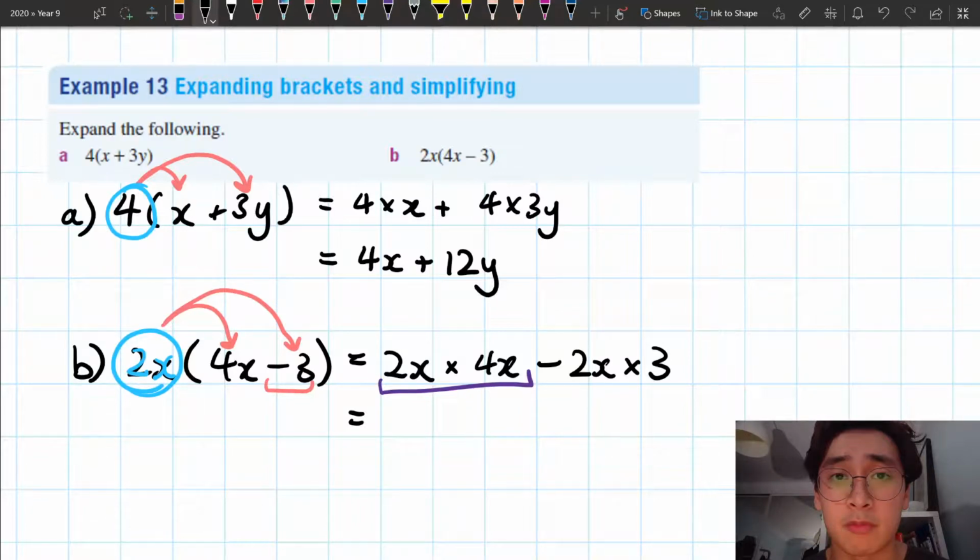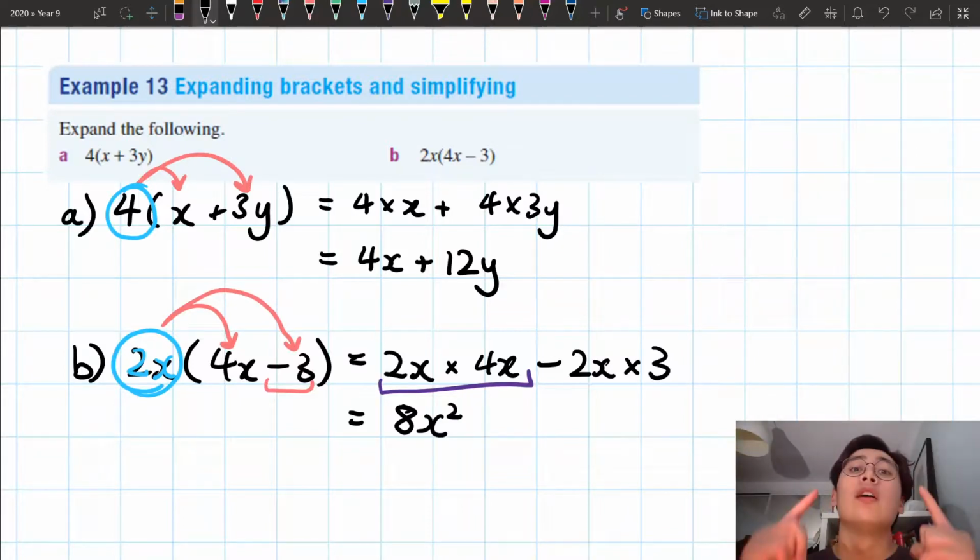Now I deal with the letters. For my letters, I've got x times x. If you remember from last lesson, when we multiply letters, if we've got the exact same pronumeral, x times x will just give me x squared. The squared tells me how many x's I'm multiplying together. Here I've got 2 x's multiplying together, so that becomes x squared.